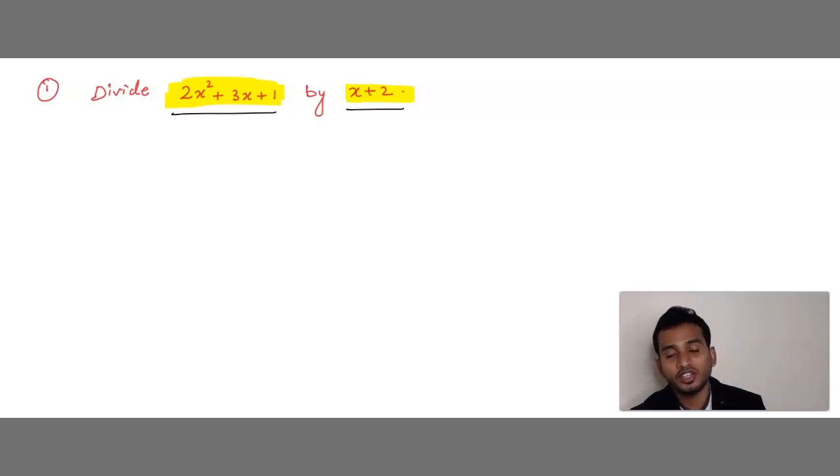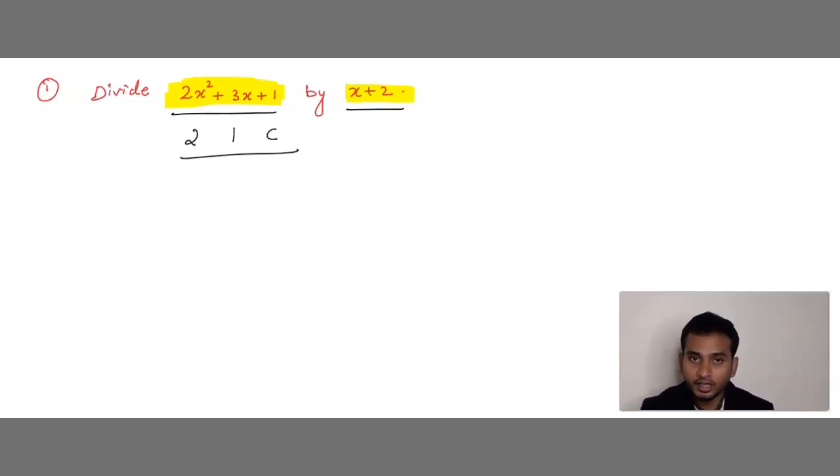that the given p of x or given g of x should be in its standard form. We can see here power 2 is there, yes. Next power 1 is there, yes. Next constant, yes. This is called a standard form. Always the degree should be in standard form. First we have to write the second degree term, then the first degree term, then the constant term.